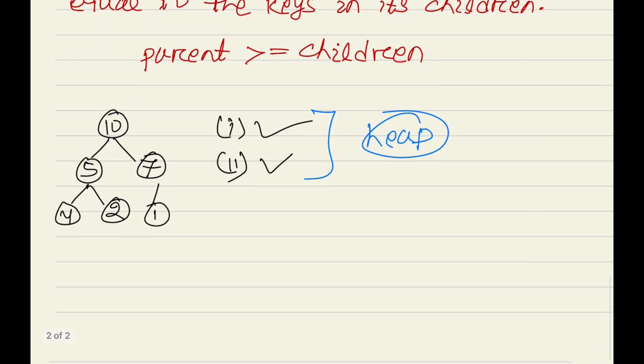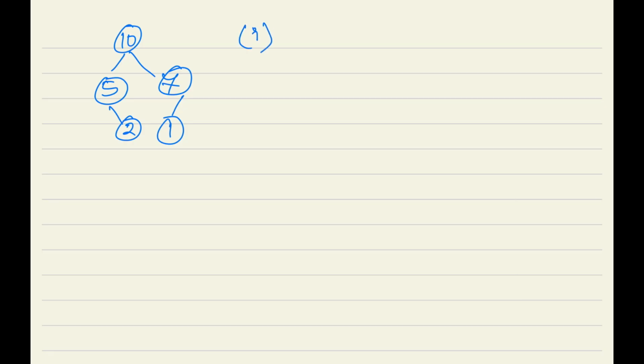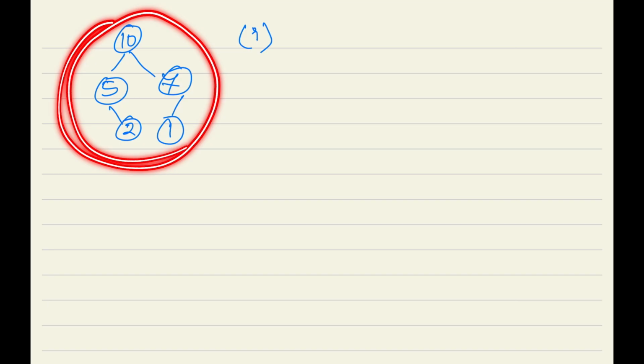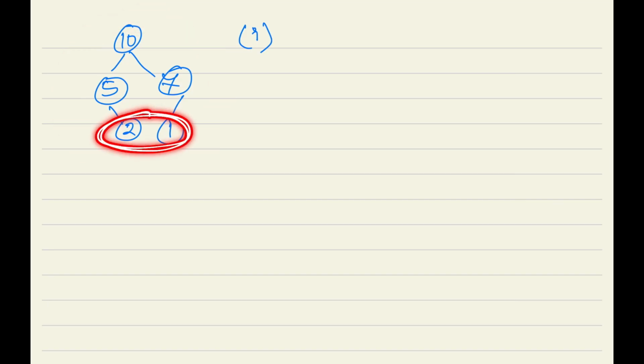Now, we will see another example. So, 10, 5, 7, 2, then 1. First we will check whether it is a complete binary tree or not. It is not a complete binary tree, because the last level is not filled from left to right. For 5 there is no left child, but the right child is there. So, this is not a complete binary tree, and so this is not a heap.